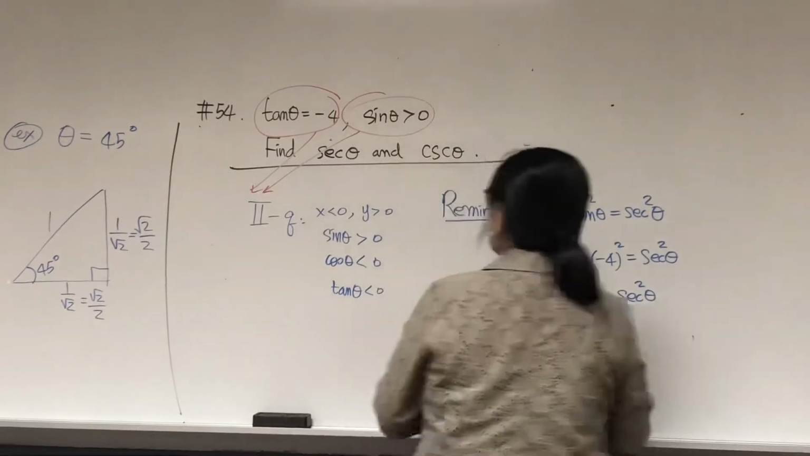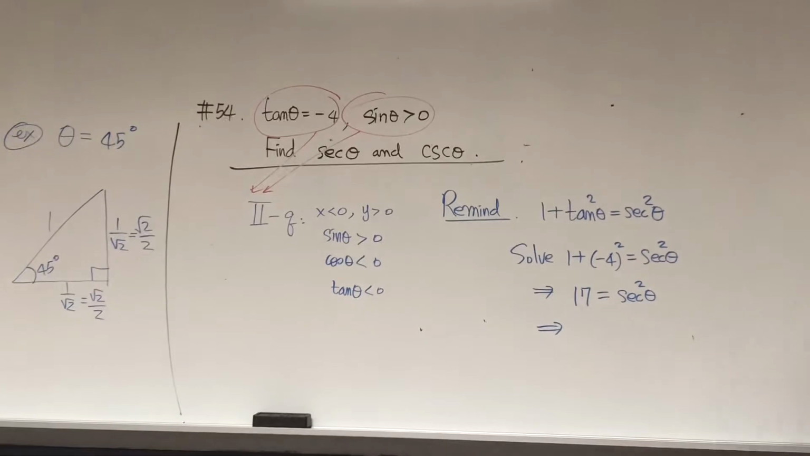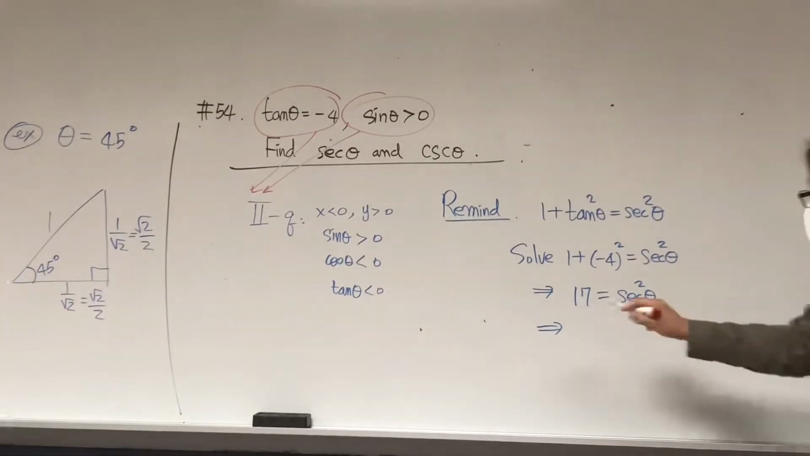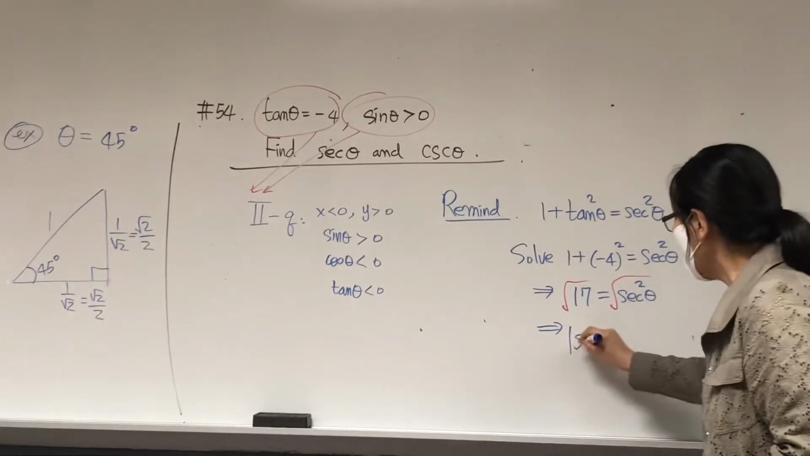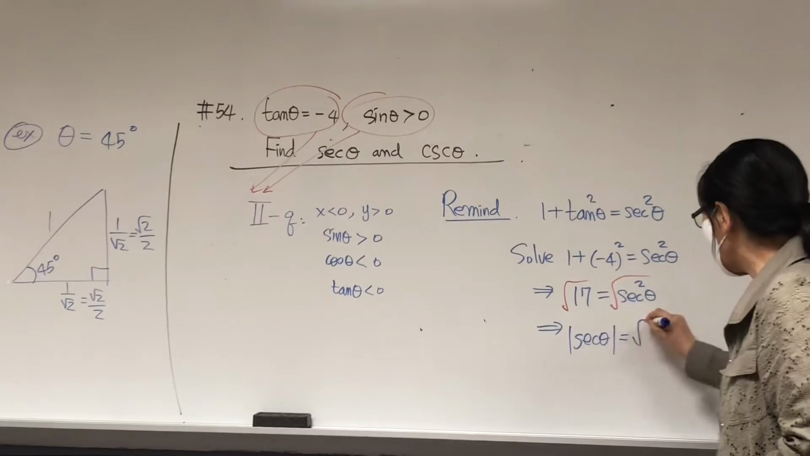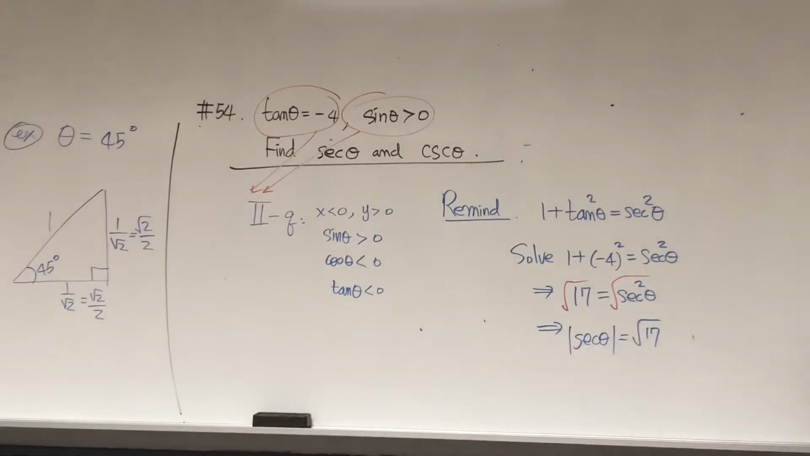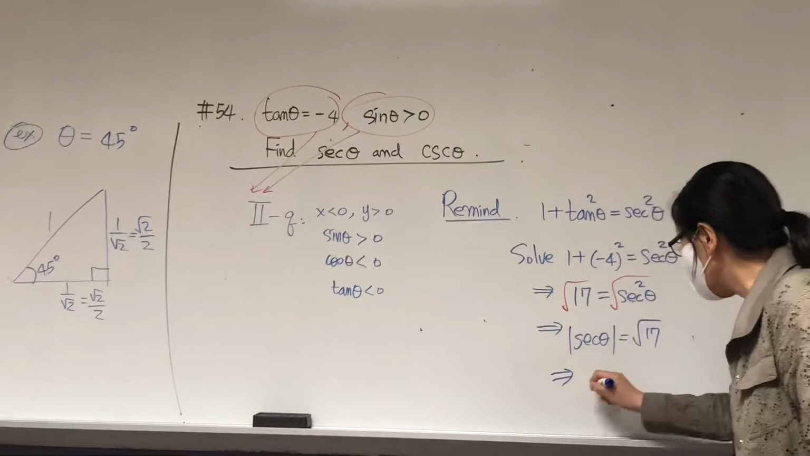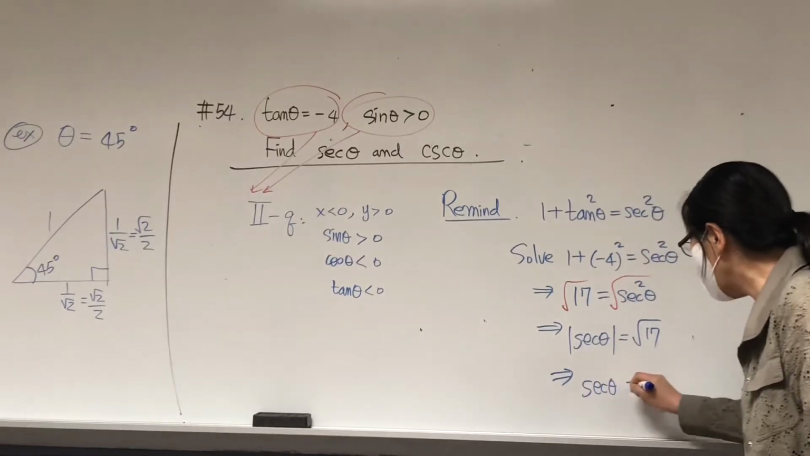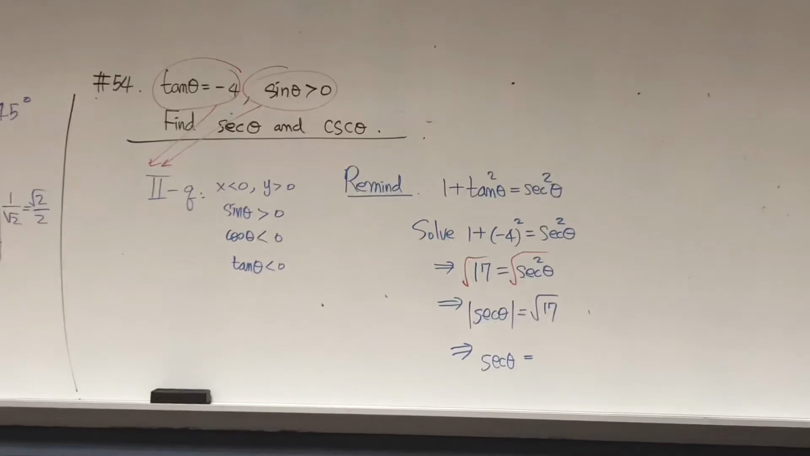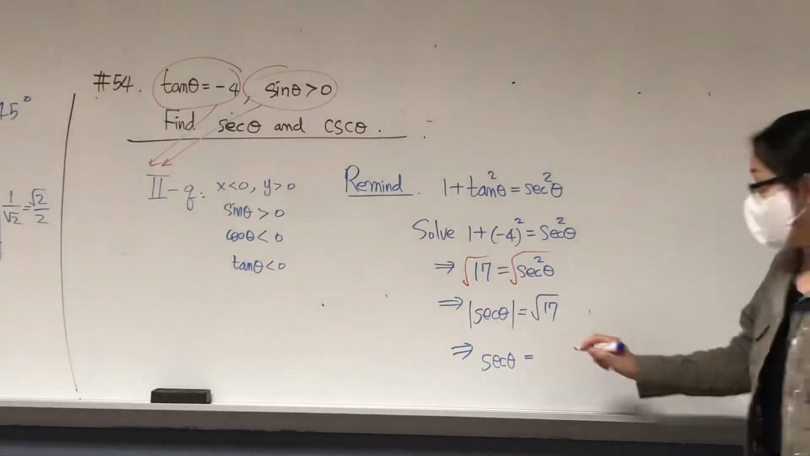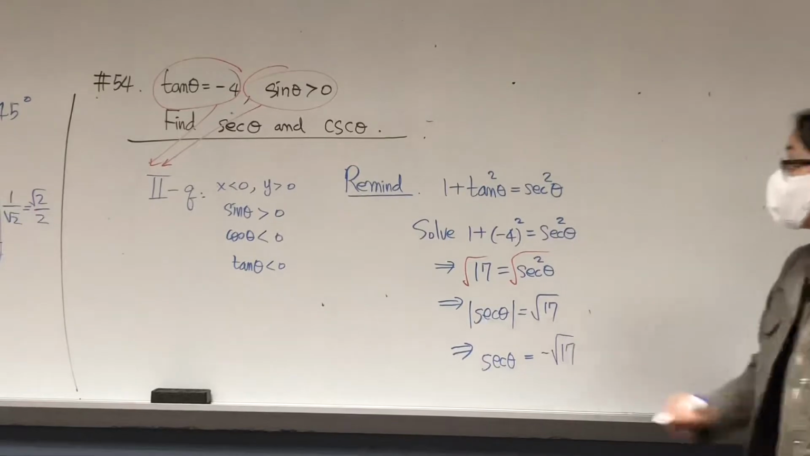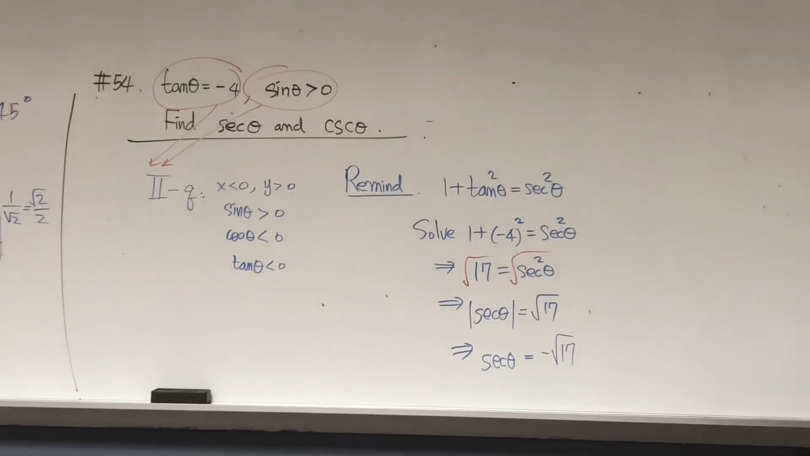How do you solve for secant? Square root both sides. And then what? Secant theta equals square root 17. Am I right? Here, is your secant positive or negative? Secant is the reciprocal of what? Cosine. So cosine in the second quadrant is what? It is negative. So what did you answer? Negative square root 17. Isn't it? Yes? Good.